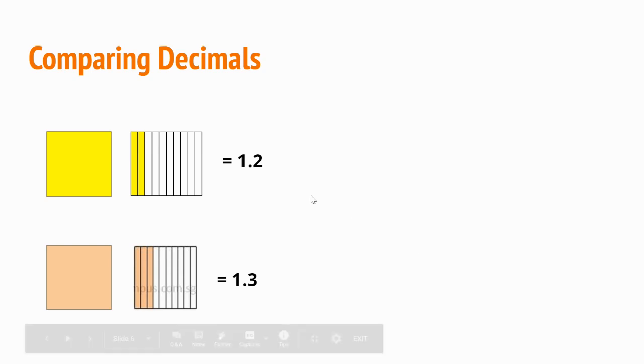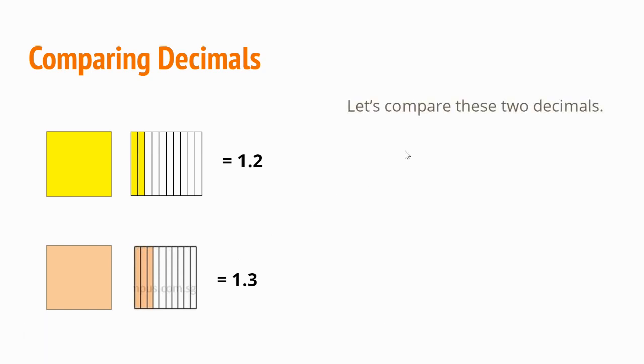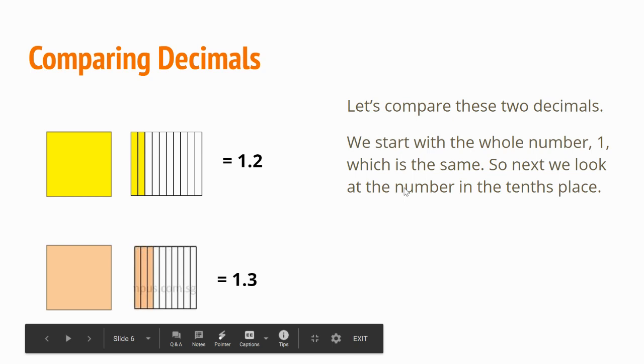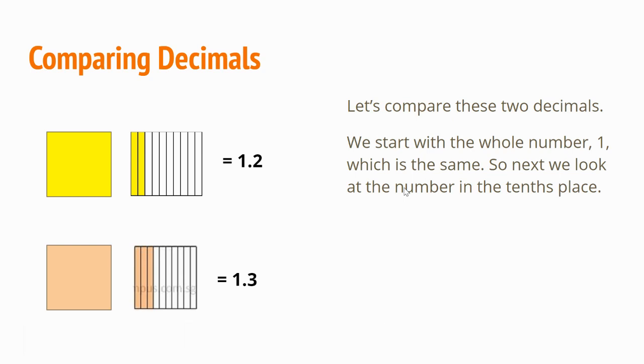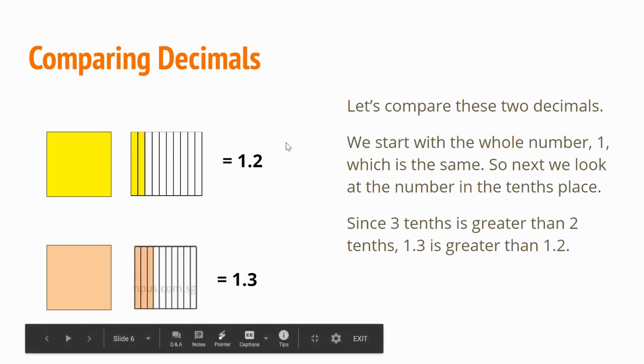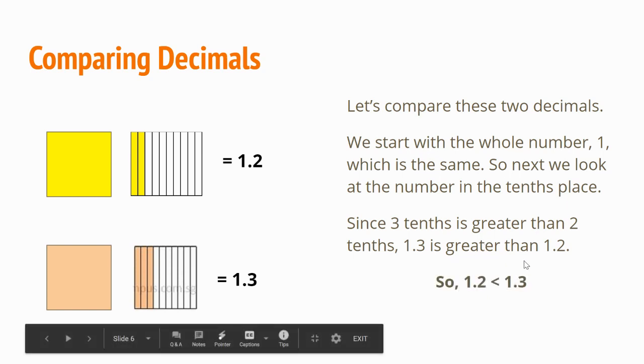Let's look at some more examples. We see here 1.2 and 1.3. Let's compare these two decimals. Again, we'll start with the whole number, except here we see that the whole number is 1, which is the same. So we have to keep looking at the number in the tenths place. Since 3/10 is greater than 2/10, this number here, 1.3, is greater than 1.2. Or another way we could say this is 1.2 is less than 1.3.